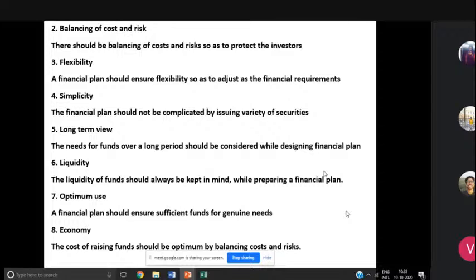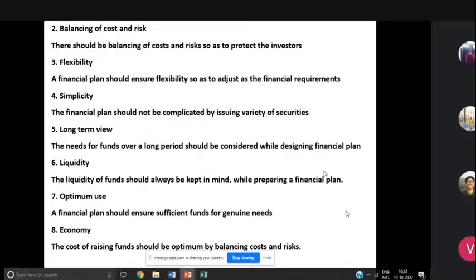Next, balancing of cost and risk. What do you mean by cost here? Cost of capital. If someone is getting confused, please write down cost of capital. Balancing of cost of capital and risk of the project. There should be balancing of cost of capital and risk so as to protect whom? The investors. What does it mean? Higher the risk, higher the cost of capital. I repeat, higher the risk, higher the cost of capital. There should be balancing of cost of capital and risk so as to protect the investors.